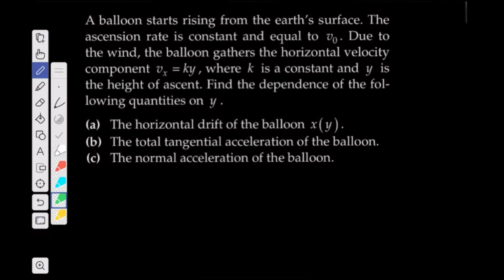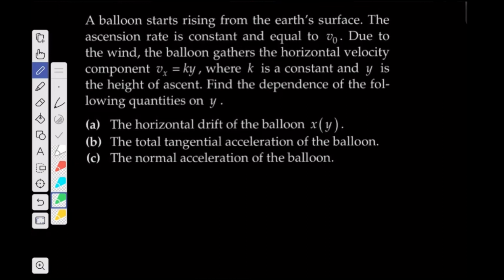Look at what kind of motion it has in the y direction. The velocity is constant, so dy by dt is v naught. So we can find y, or not? Once we can find y, we'll know vx. Vx we know, vy we know, so we can find speed. And once we can find speed as a function of time, we can find at what rate that speed is changing. Is it not?